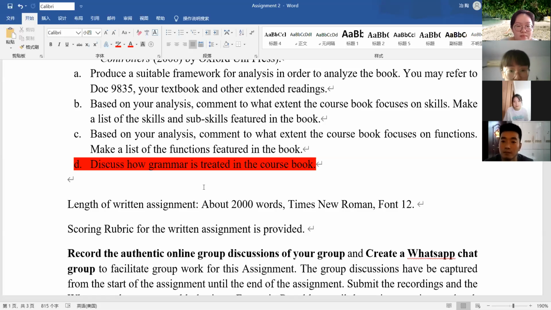Firstly, we make a conclusion about grammar. Grammar is not the most important part in this course book, because we find in the whole course book there are no specific chapters on grammar. The focus is generally lower on grammar than on skills and function. But what we want to emphasize is that grammar is always around the course book and is reflected in some exercises of chapters. So grammar is also necessary.